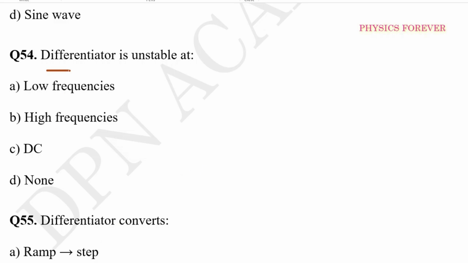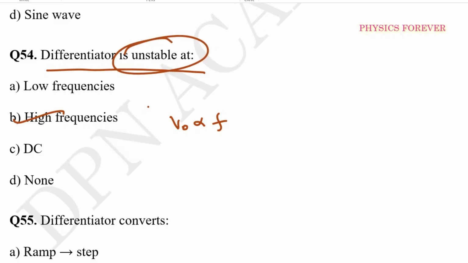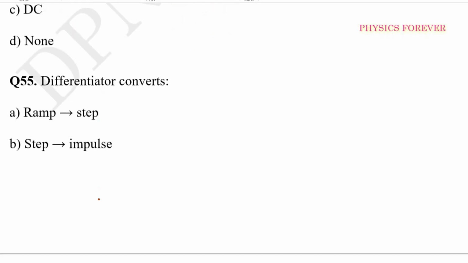The differentiator is suitable for high frequency, where V0 is proportional to frequency. But noise dominates at high frequency, so the differentiator is unstable at high frequency. That is the point. So option B is correct.